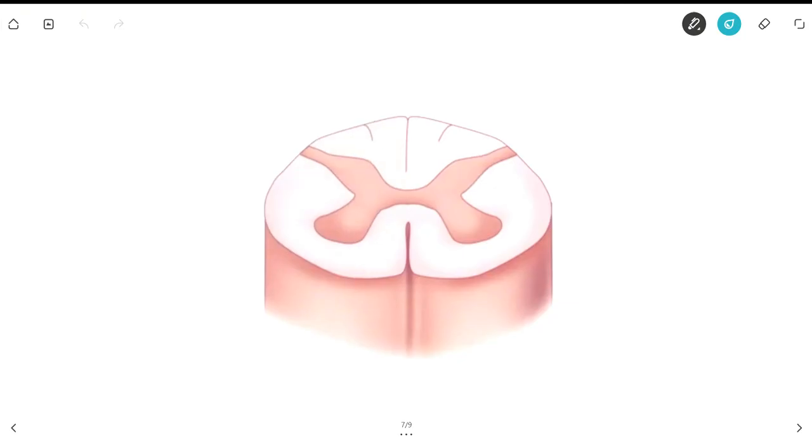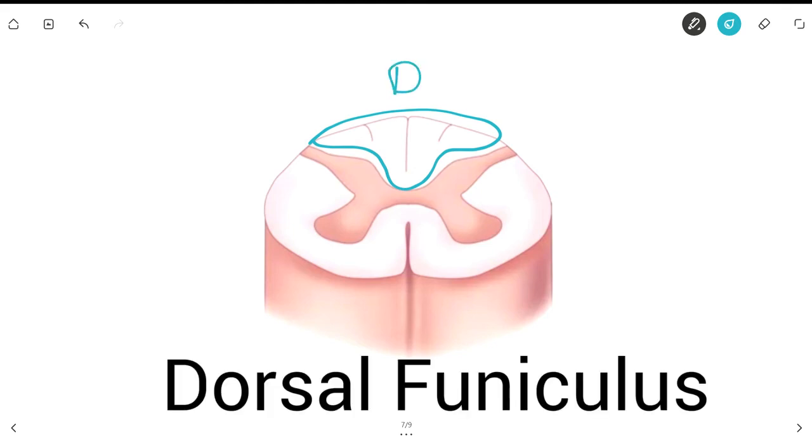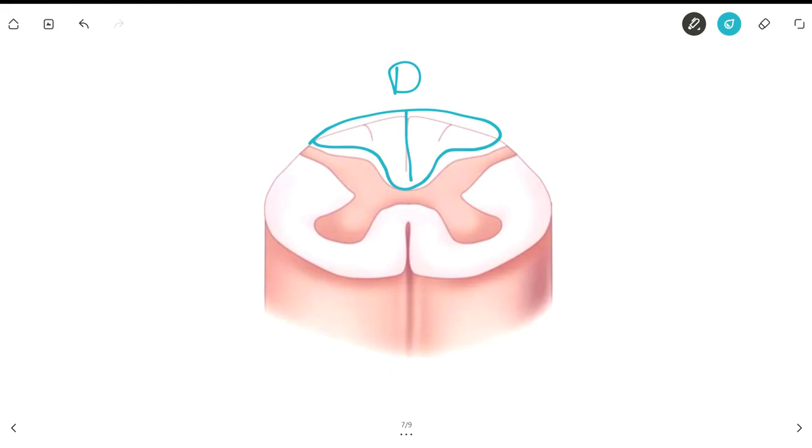The final thing that I want to talk about is white matter. So the white matter can be separated into some regions. You have one region over here, and that region is the dorsal funiculus, and it's divided into two regions. One side is the right dorsal funiculus, and the other side is the left dorsal funiculus. This side would be the right, and this side would be the left.